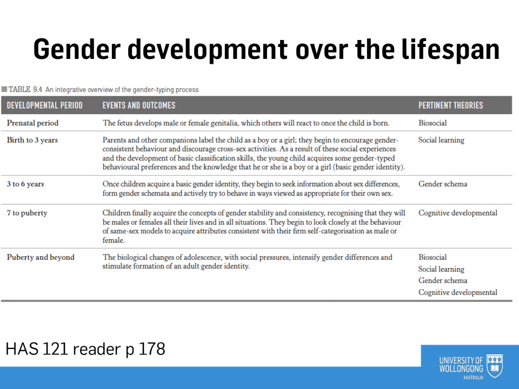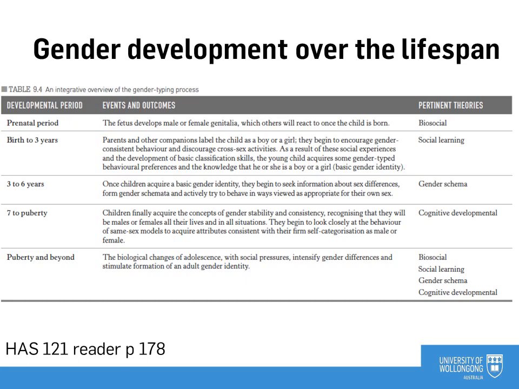And then with the changes that come with puberty, there are ways that we move from boy or girl to man and woman. And so the different theories can suggest different things about how people develop their adult gender identity.